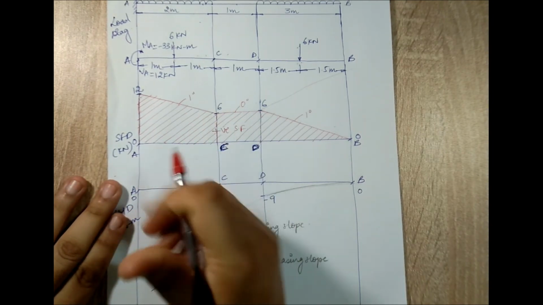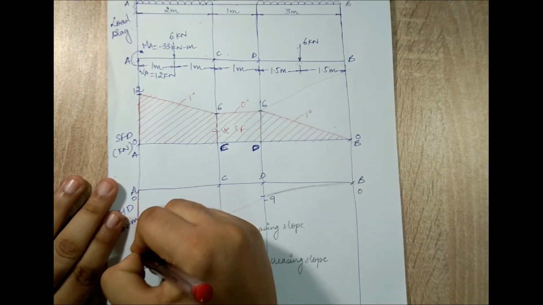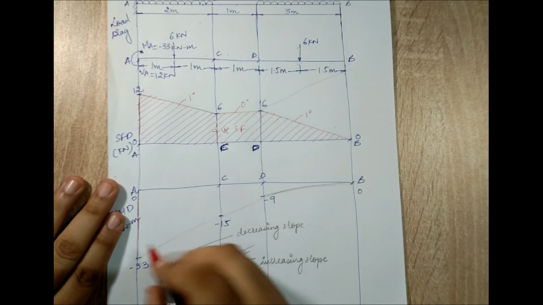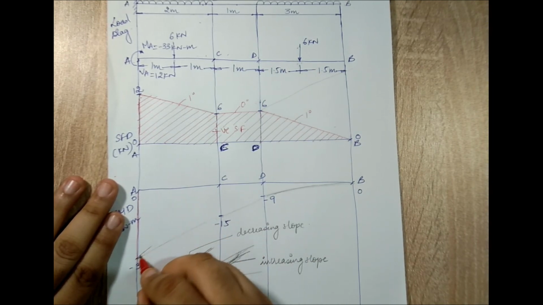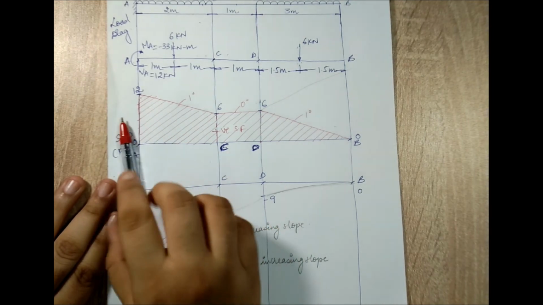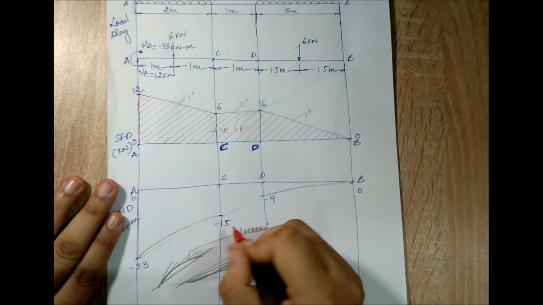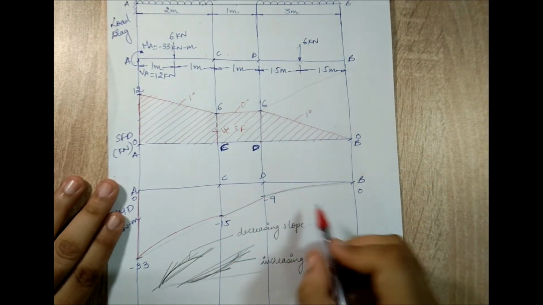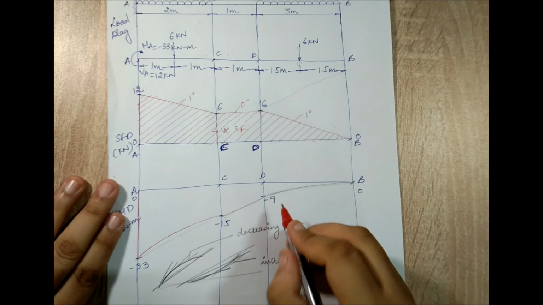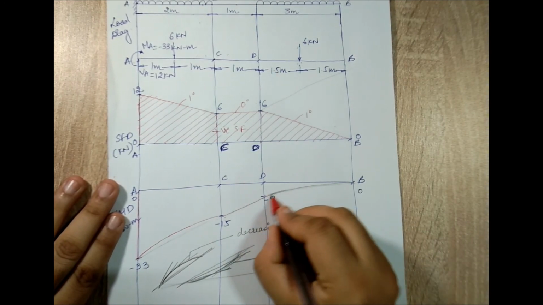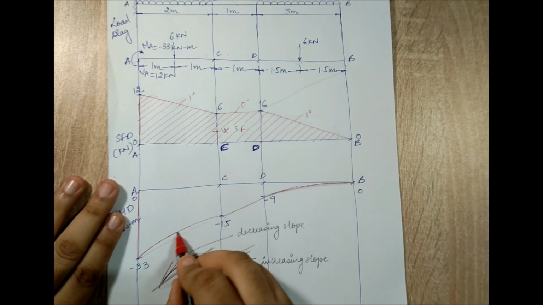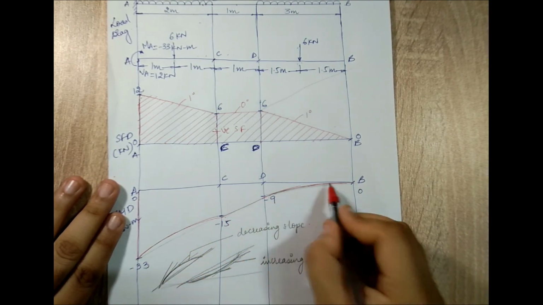Now let me join left of A, right of A. This will obviously be a straight line. From minus 33 to minus 15, I have drawn a very light straight line. I will be drawing the curve above the line for decreasing slope, which is of decreasing type here. From 15 to 9, there is no UDL, so this will be a straight line. And from 9 to 0, this is a straight line which I have drawn, so I will just draw a curve above the straight line. So this is how I am going to join a curve here, a straight line here, and a curve here.